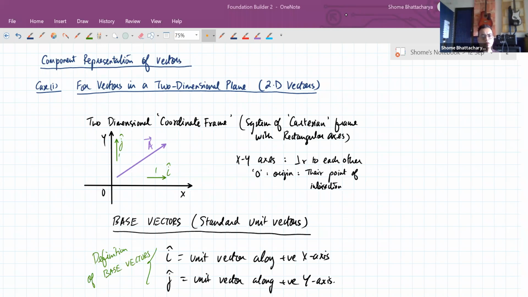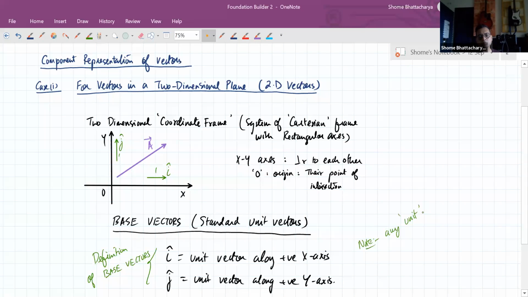Its magnitude is 1. So a unit vector is a vector of magnitude 1, unity. You already know that. Okay. So that's any unit vector. But now I cap and j cap are the specific unit vectors which are along the x axis and y axis respectively.